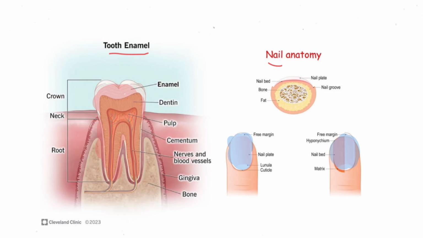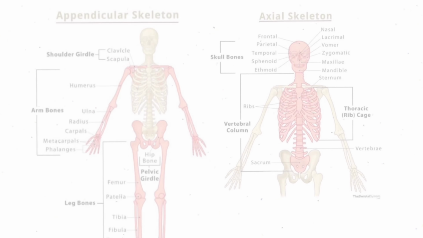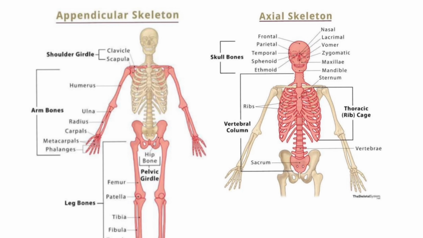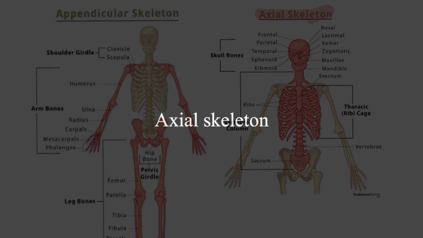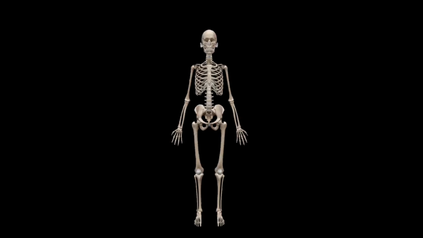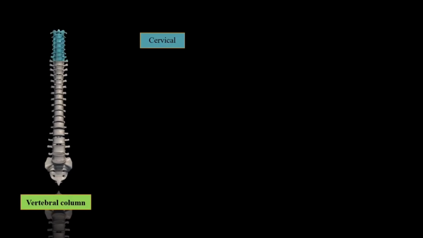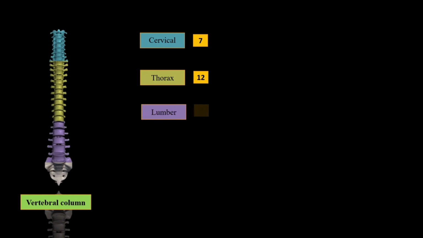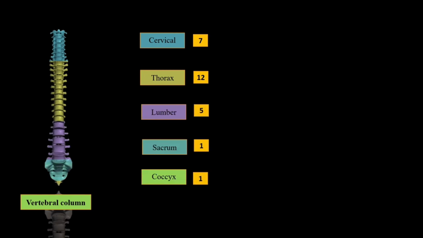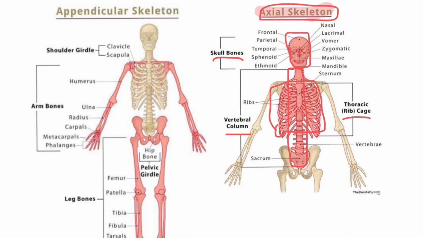Endoskeleton is classified into axial skeleton and appendicular skeleton. Your axial skeleton is made up of the 80 bones within the central core of your body. This includes the skull bone, the thoracic cage, and the vertebral column. The skull, the rib cage, and the vertebral column are examples of the axial skeleton.